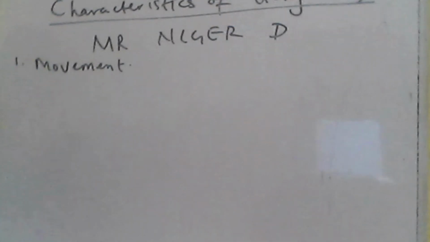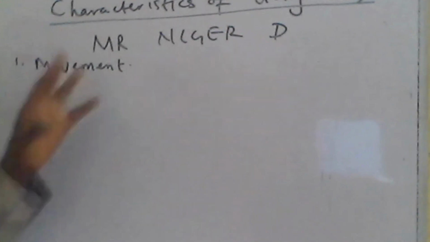So note that movement in animals is usually more noticeable, like I said, than in plants. Movement in animals is usually more noticeable and involves the whole body, while in plants, it is mostly restricted to the parts, like the shoots and the roots. Okay, so that's for movement.